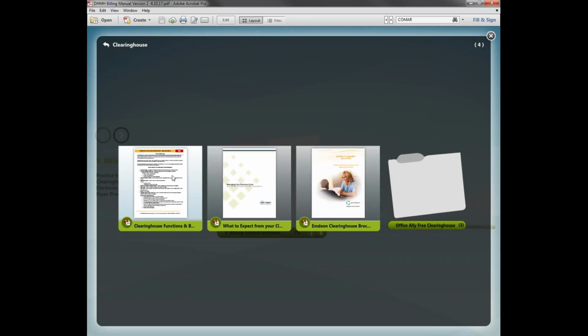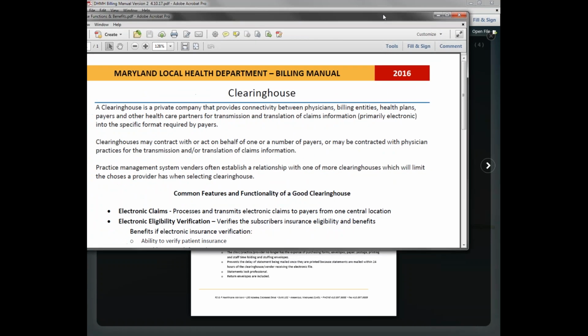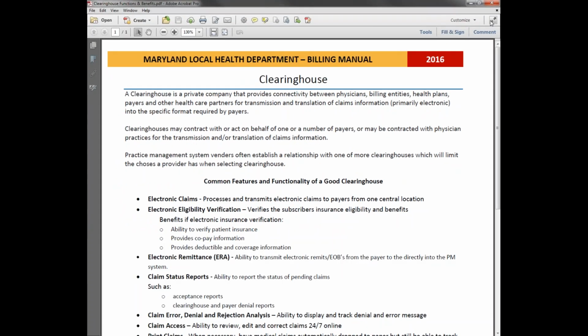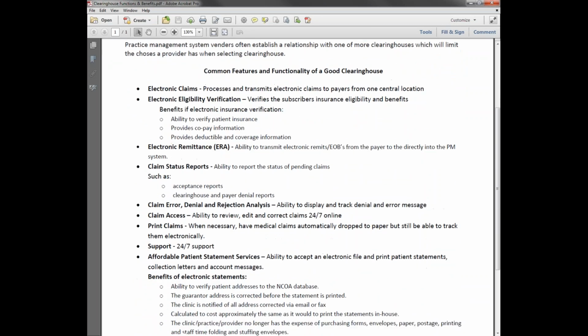Now we move on to clearinghouse and functions. And Mick already went over a lot of the functions of what you can expect from a clearinghouse. It is the intermediary between the practice management system and getting the claims out to the payers. You can do so many different things through the clearinghouse, but it's not always that you have to have a clearinghouse. You can go to your payers directly too. But this is basically an outline and common features of what the functionality of a good clearinghouse is.